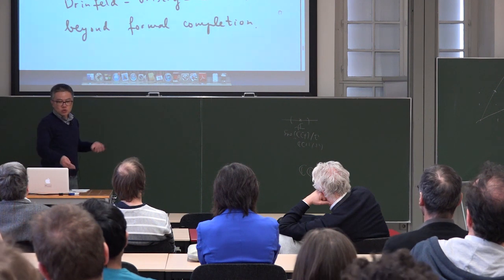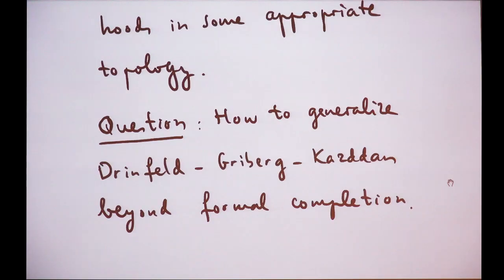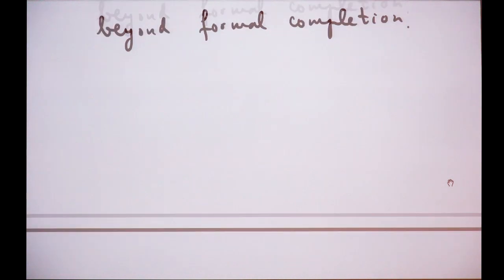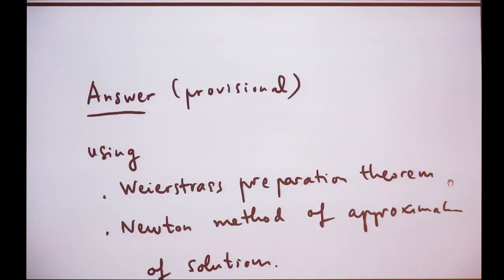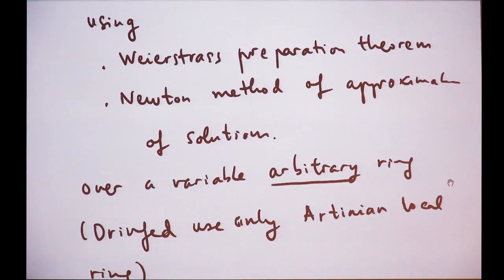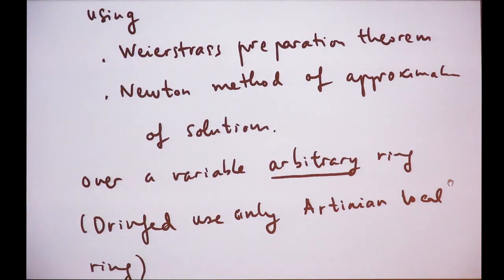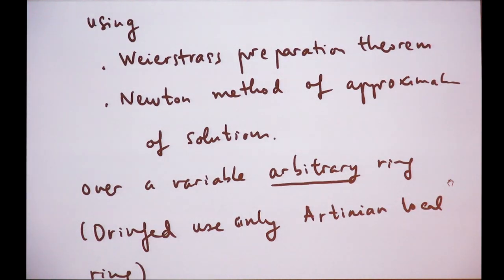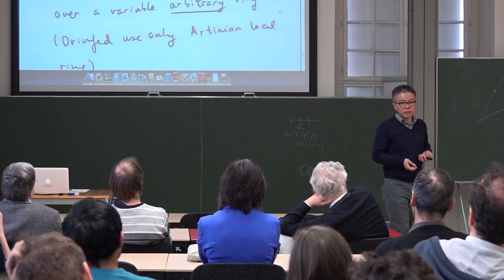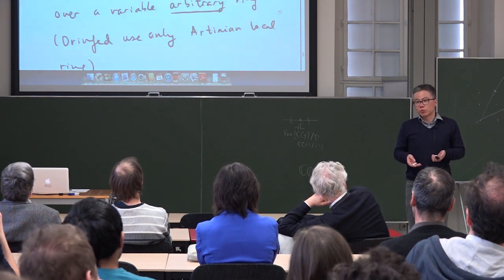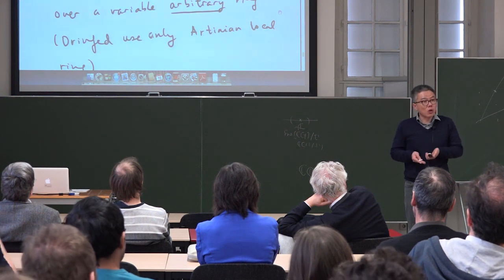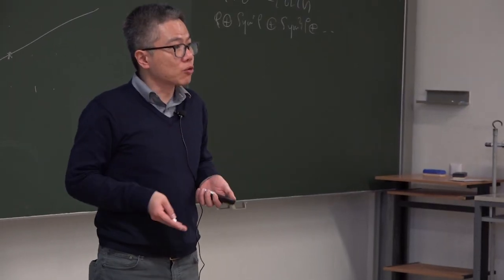And for example, how to generalize this Grinberg-Kazhdan theorem beyond the formal completions. So in a recent paper, I did something that is probably not very smart. I really just looked at how Drinfeld proved the Grinberg-Kazhdan theorem for formal completion, and tried to generalize it where I can, kind of by brute force.